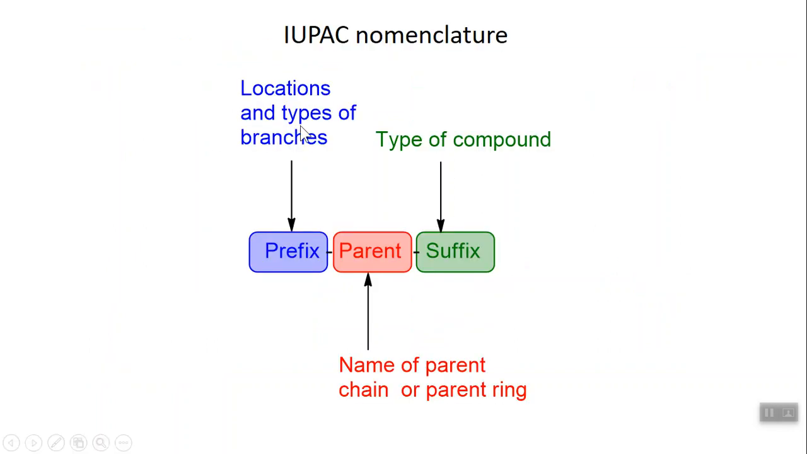So with that systematic naming, which is what we're going to focus on, the names are set up so that you have the parent chain name, and it has a suffix which tells you the type of compound, in other words, the functional group that's in that molecule. And then you'll also have a prefix, and sometimes lots of prefixes, that might have additional functional groups, and also tell you the location and types of branches or substituents, as we usually call them.